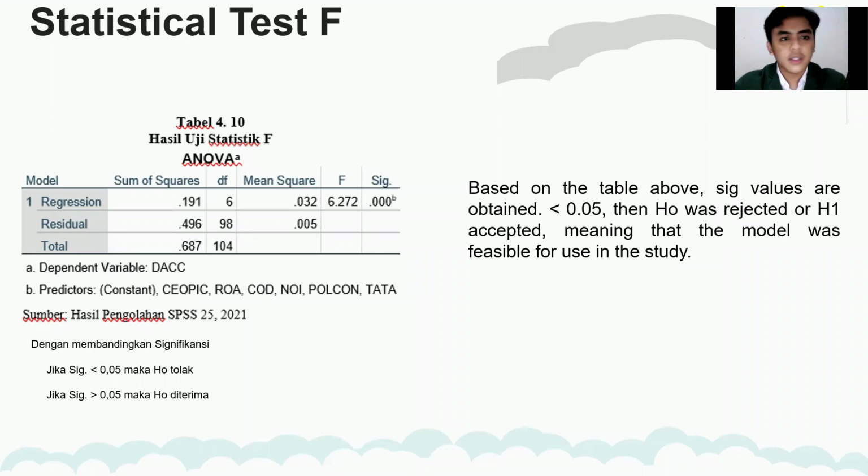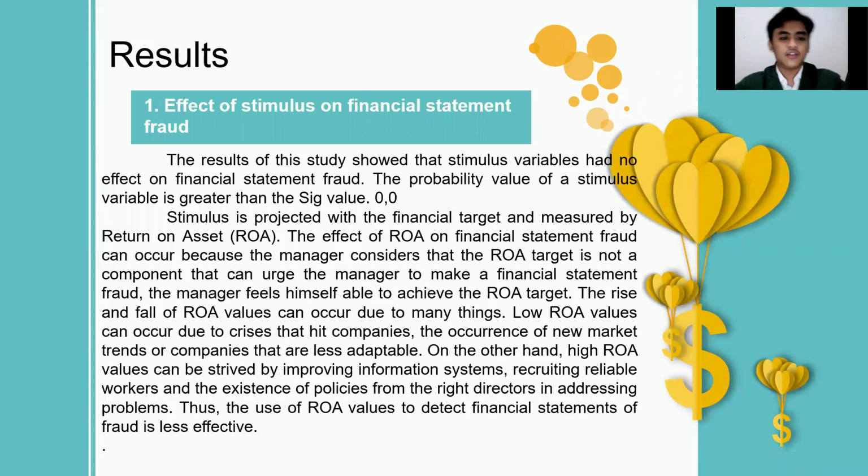And the next one is statistical test F. Based on the table above, significance values are obtained lower than 0.05, then H0 was rejected or H1 accepted, meaning that the model was feasible for use in the study. And the result is 1. Effect of stimulus on financial statement fraud.